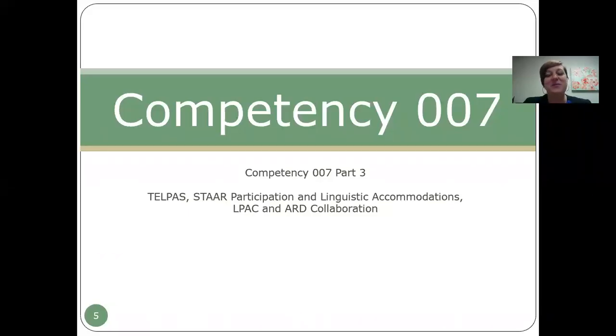All right, everyone, we've got our last section of Competency 7. So let's take a look at TELPAS, our STAAR participation and linguistic accommodations, also noted as designated supports, and our LPAC and ARD collaboration.